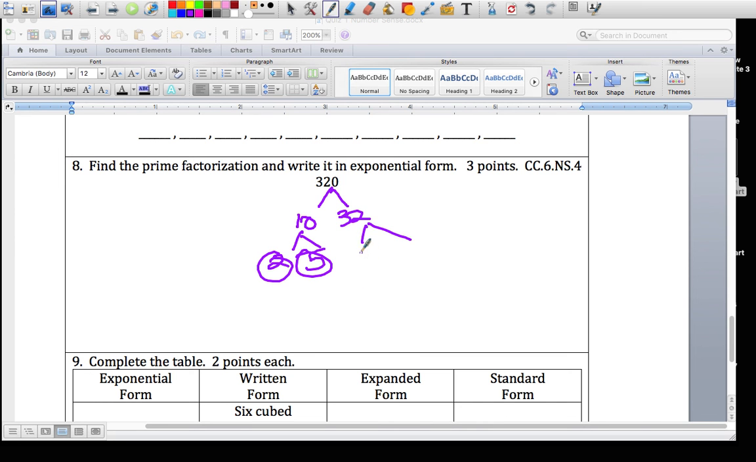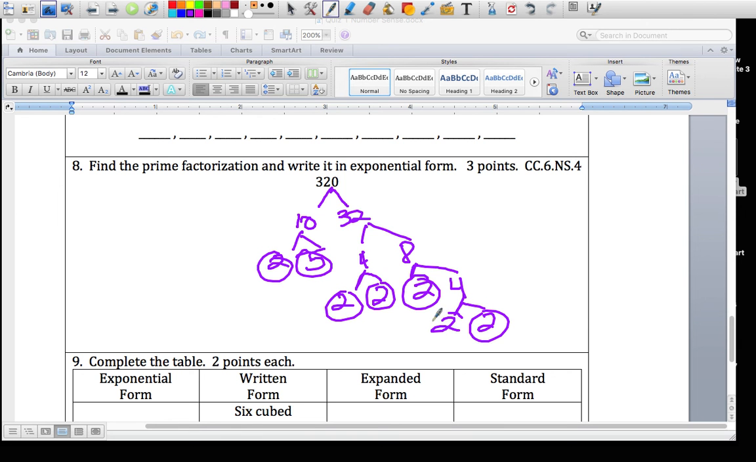32, let's just pick 4 and 8, that works. 4 can be broken into 2 and 2. 8 can be broken into 2 and 4. 2 is prime, so we stop. 4 keeps breaking into 2 and 2 again. And it's prime, so I circle it. So all the ends of my branches are prime numbers, indicating that I am now finished.